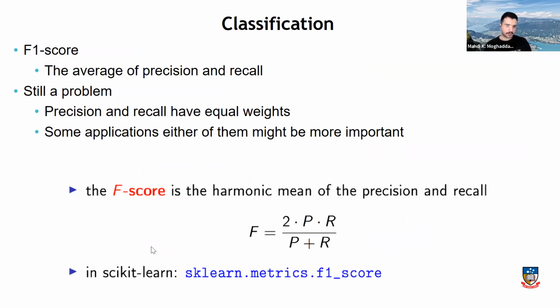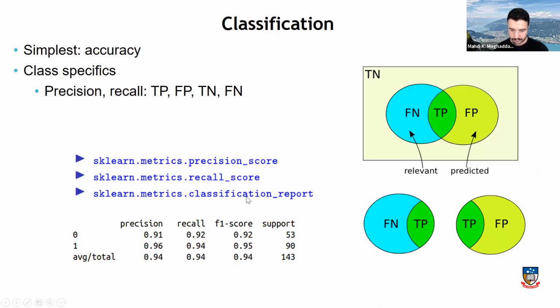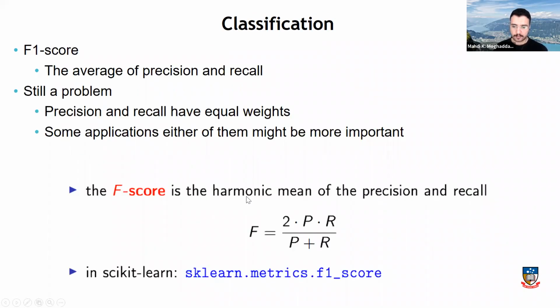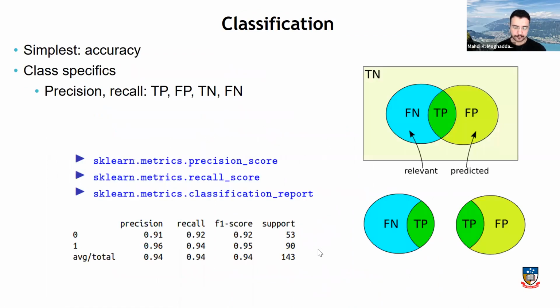And what that is, basically, is the average, the harmonic average, they call it, of the precision and recall. And the formula is 2 times the precision multiplied by recall over the sum of precision plus recall. And as you saw, it exists in the classification report. You could see that, or you could separately access it using the F1 score function in the metrics library.